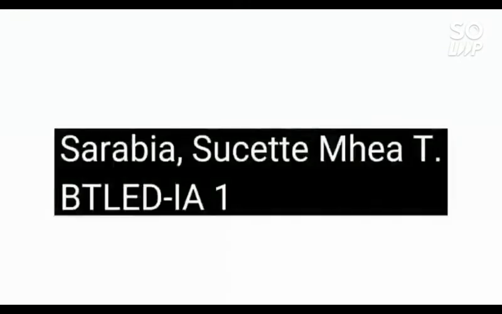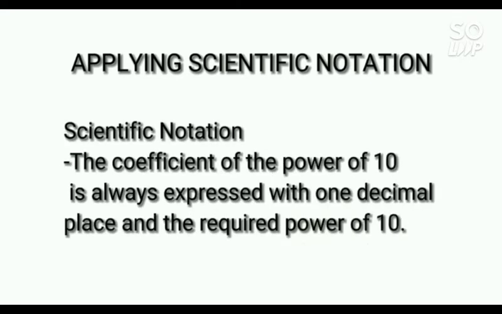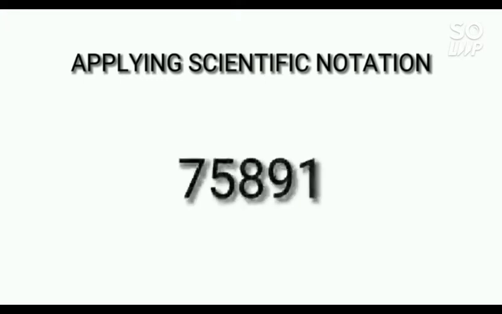The next problem we are going to solve is applying scientific notation. Scientific notation states that the coefficient of the power of 10 is always expressed with one decimal place and requires a power of 10. Now let's move on to the problem. There are 5 digits in this problem. Since it's a whole number, the decimal point starts from the right, moving to the left. So let's start to count.